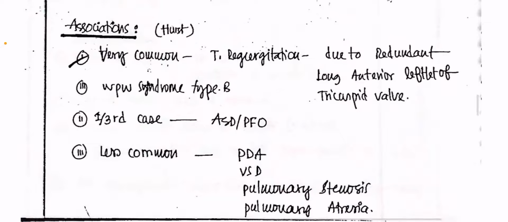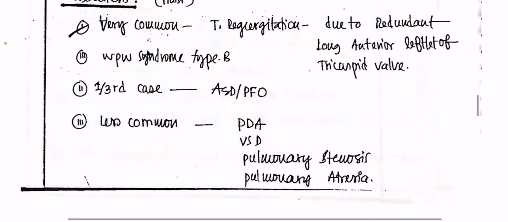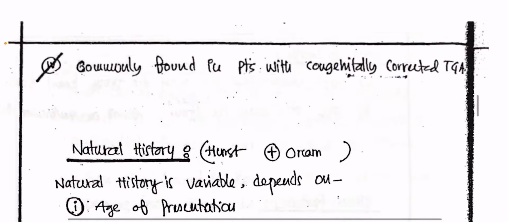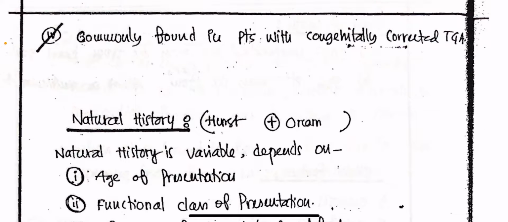Now the associations of Ebstein anomaly. Very common association is tricuspid regurgitation due to redundant long anterior leaflet of tricuspid valve. WPW syndrome type B. One-third of cases are associated with ASD or PFO. Less common associations are PDA, VSD, pulmonary stenosis, pulmonary atresia. Commonly found in patients with congenitally corrected TGA.